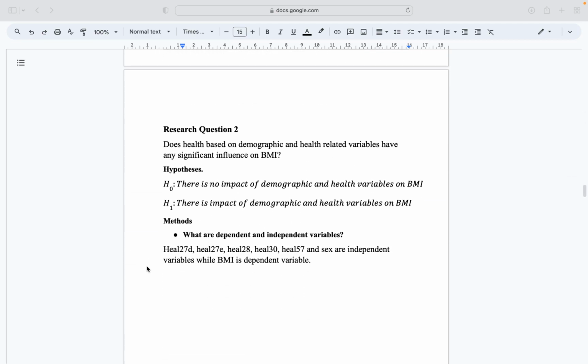For my research question number two: do demographic and health related variables have any significant influence on BMI? I have two hypotheses on this. The null hypothesis states that there is no impact of demographic and health variables on BMI, and hypothesis number one states that there is an impact of demographic and health variables on BMI. So what are my methods? What are my independent and dependent variables? My independent variables are stated below, including sex. My dependent variable is BMI.